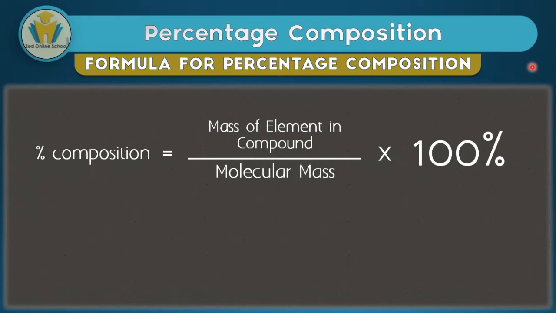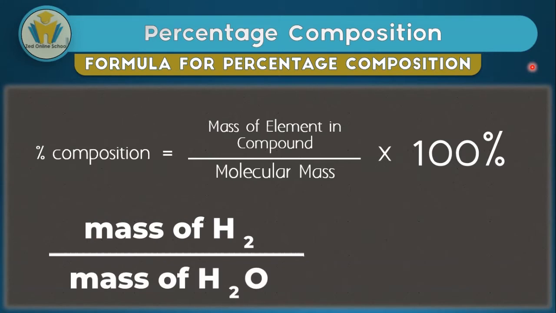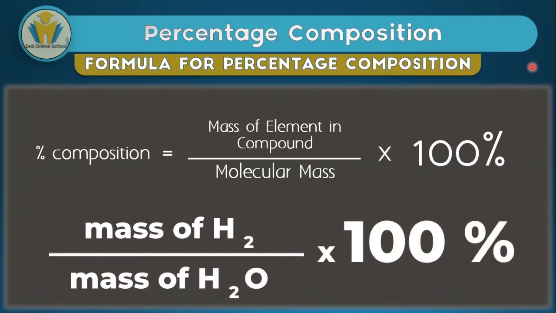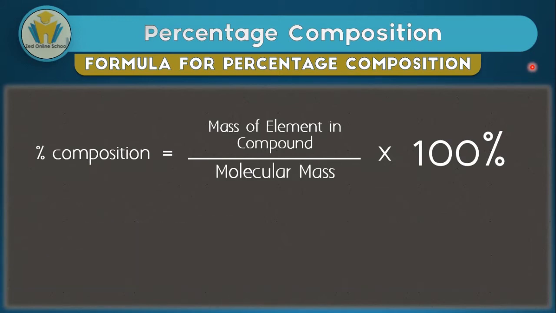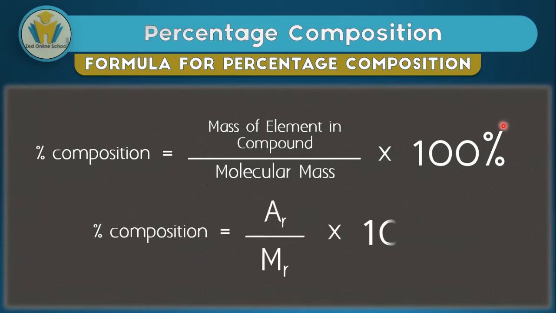Water is made up of 2 hydrogen atoms and oxygen. When we want to find the percentage composition of hydrogen, we're going to find the mass of hydrogen in water and divide it by the molecular mass of water. Then we multiply by 100%. The answer we're going to get is known as the percentage composition of that hydrogen. Sometimes this will be abbreviated as Ar over Mr. So whenever this is used, don't get confused.